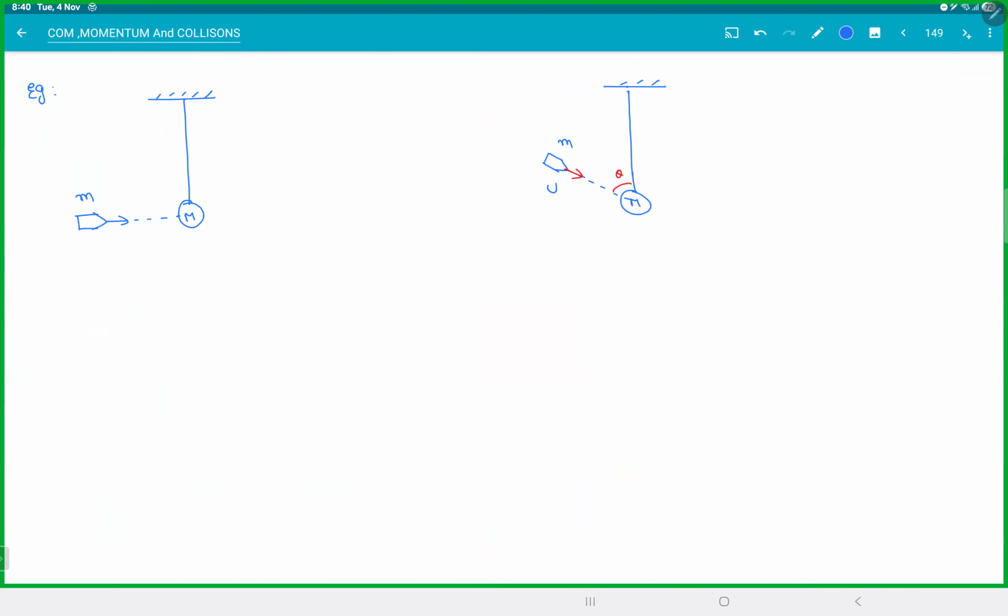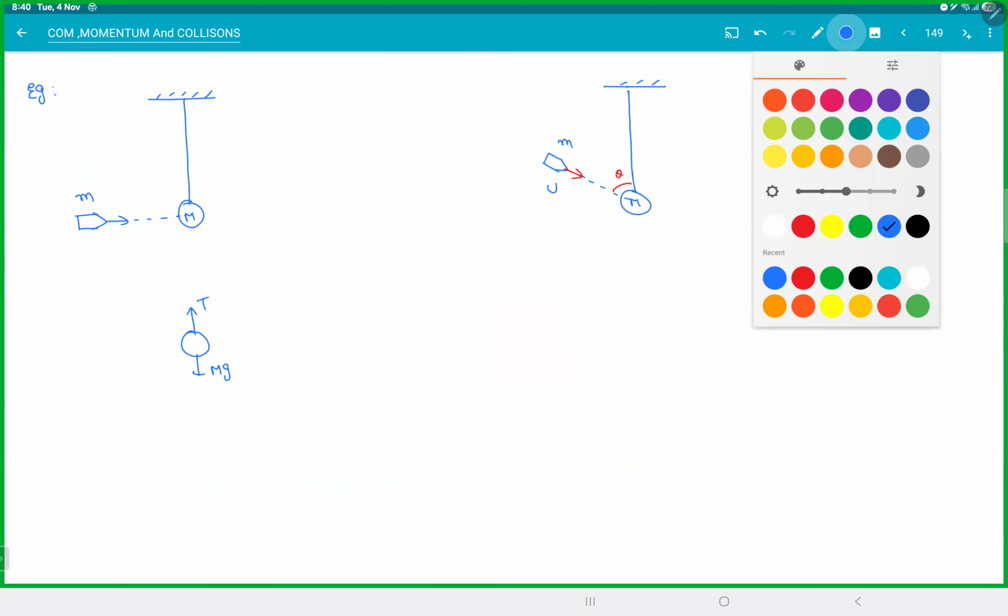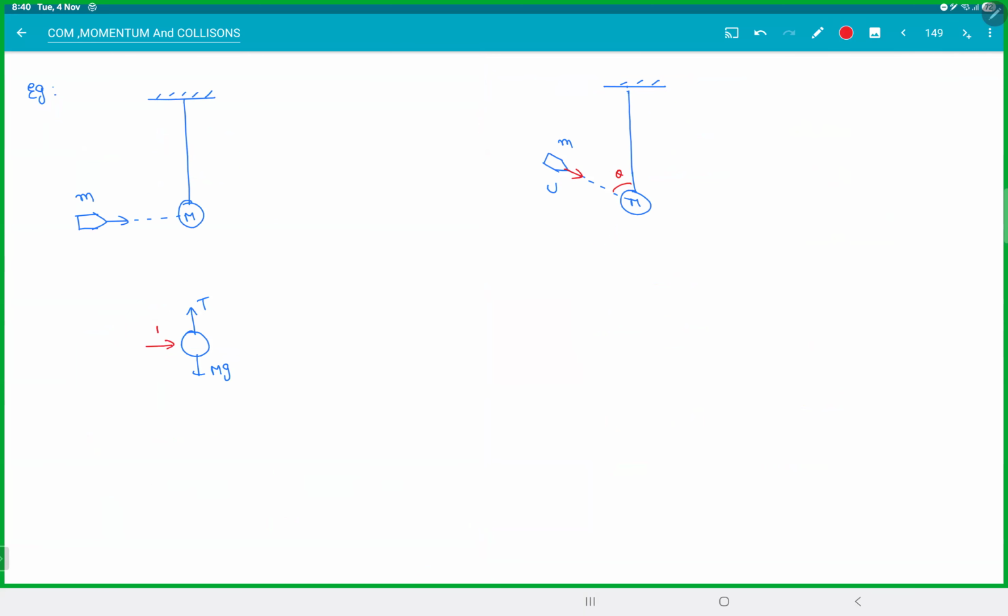So here again, if you draw the FBD, what are the forces on the block? We have tension, we have mg, right? And you're colliding here, so this will be N. So here N is impulsive. Tension and mg are non-impulsive.